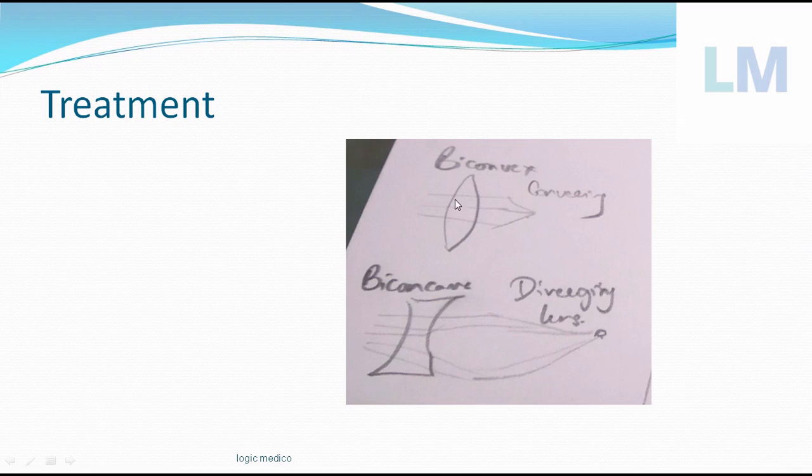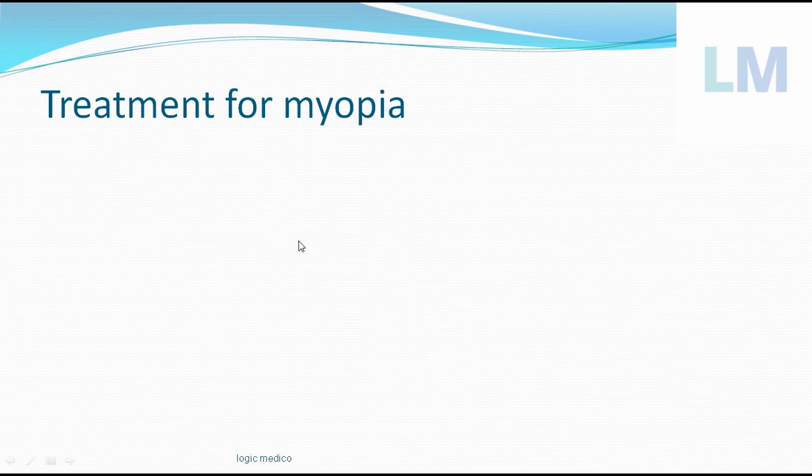Biconvex lens increases the refractive power of the eye because it is a converging lens. Biconcave lens decreases the refractive power of the eye because it is a diverging lens. So the treatment of myopia and hypermetropia is actually lens. But which lens should be given for myopia? Is it biconcave or biconvex? Which lens has to be given for hypermetropia?